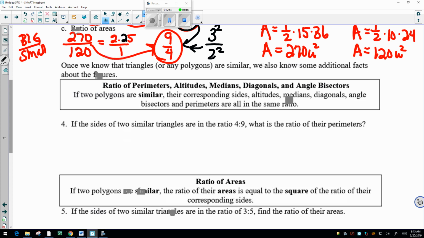So it says if the sides of two similar triangles are in the ratio of 4 to 9, what's the ratio of the perimeters? Well, it's the same, 4 to 9. And we could extend that out and we could say what's the ratio of their altitudes? 4 over 9. Or the ratio of the angle bisectors? 4 over 9. They're always going to be equal.